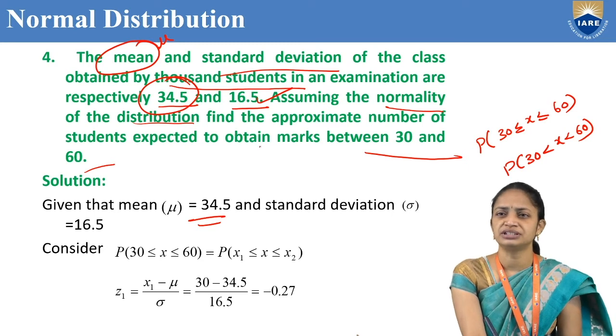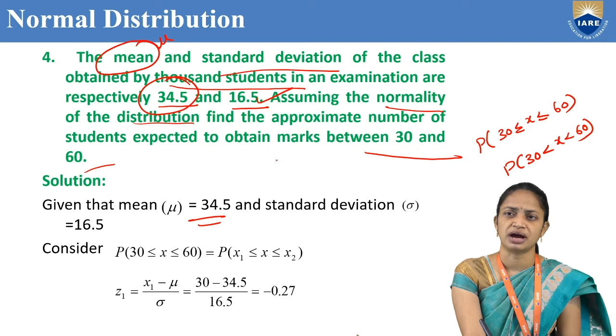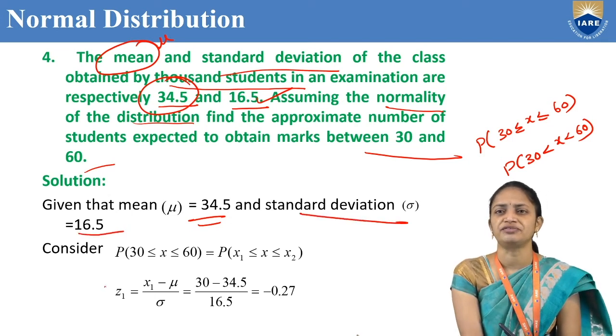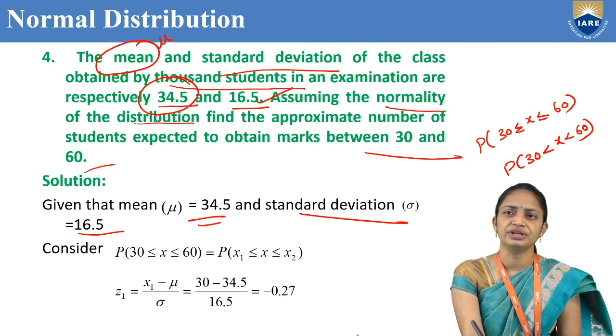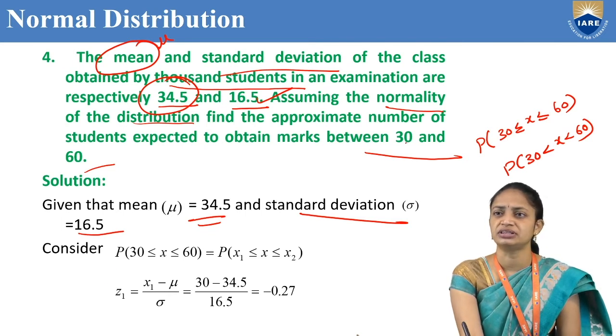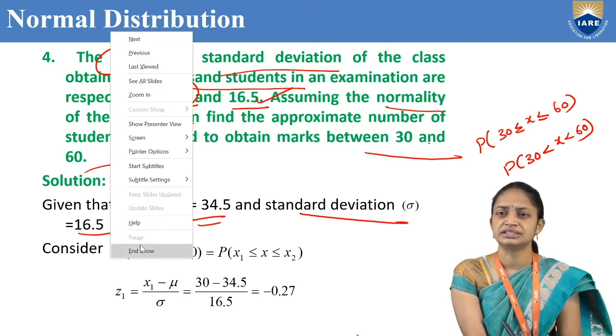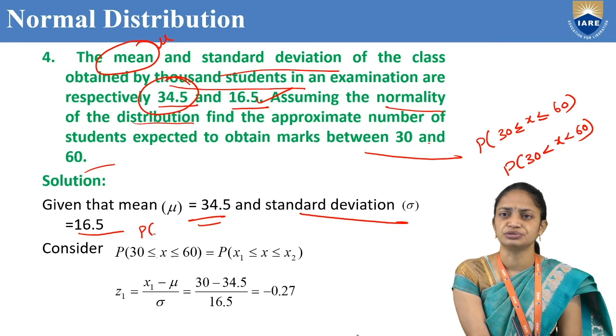Sigma is denoted with this, so standard deviation is denoted with sigma. That's why sigma equals 16.5. Now we need to find the marks between 30 and 60. That means here we need to find P of 30 less than or equal to X less than or equal to 60, or we can write it like this also, 30 less than X less than 60.